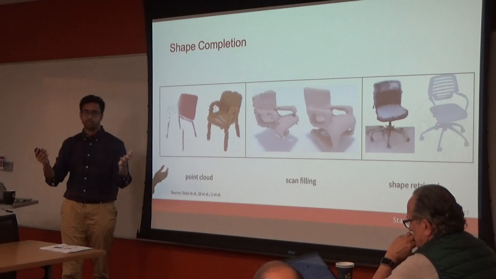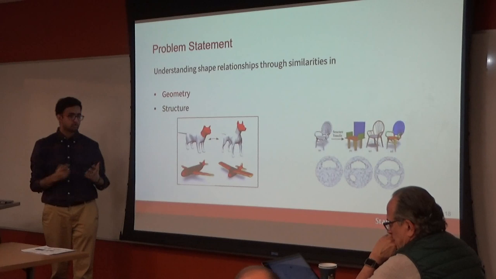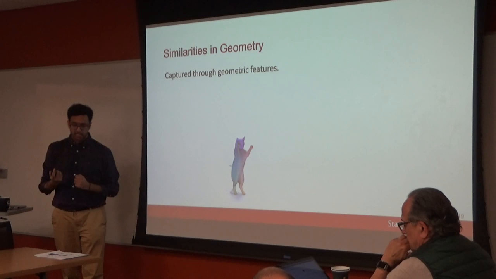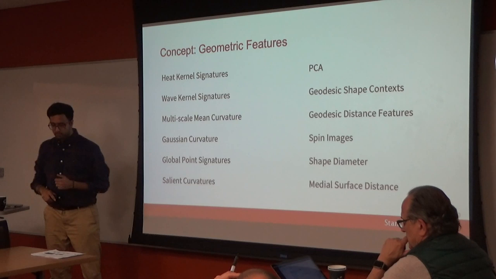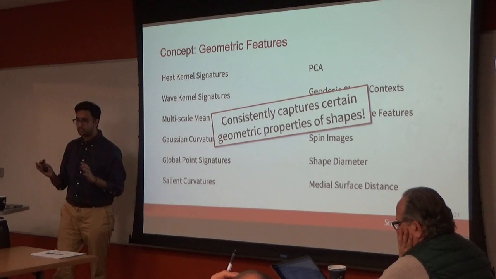So first we shall talk about how one can use geometric similarity to do shape inference and solve the problem of shape matching using that. So when we say geometric similarity of shapes, what we intend to capture is similarity based on geometric descriptors. Now there are many known geometric descriptors. Some of these are really popular, such as PCA. But anything is ultimately a good geometric descriptor as long as it consistently captures certain geometric properties of the shapes.